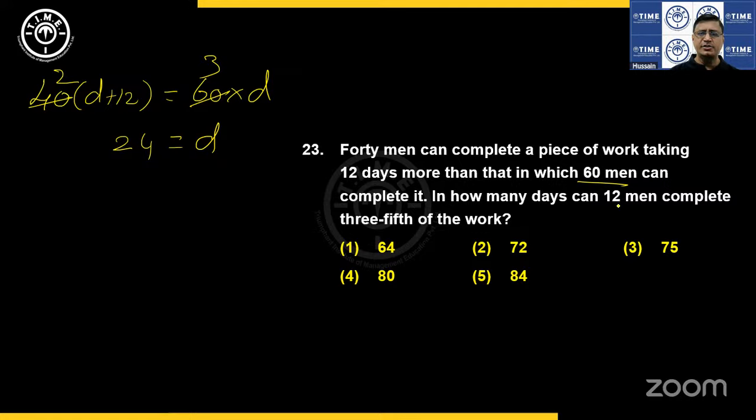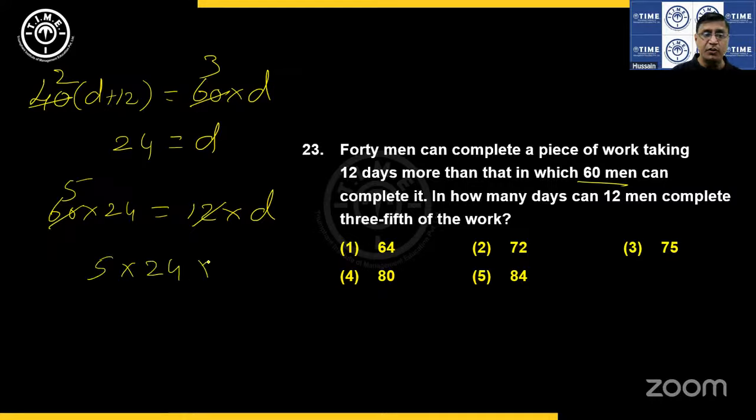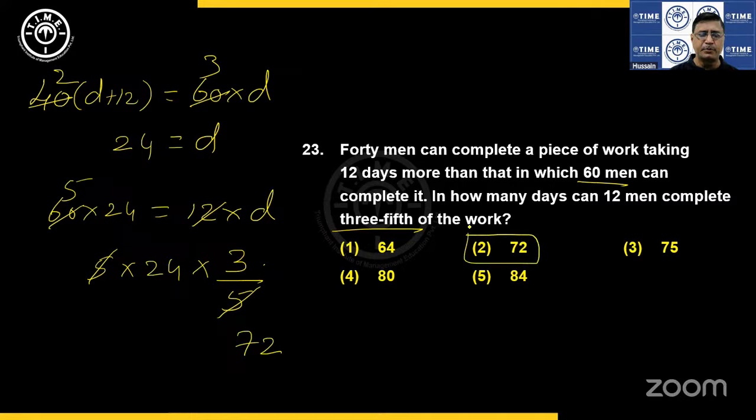In how many days can 12 men complete 3/5 of the work? When 60 men can finish in 24 days, 12 men can finish in how many days? Here it goes exactly 5 times. So 5 into 24. But what is the work here? 3/5 of the work means 3/5 of the time. So 5 and 5 get cancelled. 3 into 24, that is 72 days. Now the right choice, option 2. Second choice is the right answer.